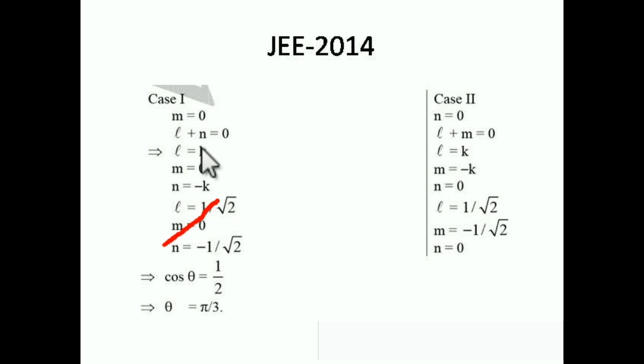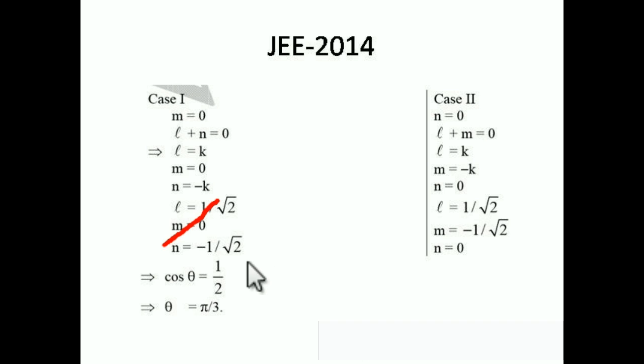Now get the dot product of this orally. k into k, that means k square. 0 into minus k, that means 0. Minus k into 0, that means 0. So in the numerator we have k square upon the square root of this. We get square root of 2 into k. Here we get square root of 2 into k. So it's 2k square. In the denominator we have k square. k square gets cancelled out. So we are left with cos theta is equal to 1 by 2.